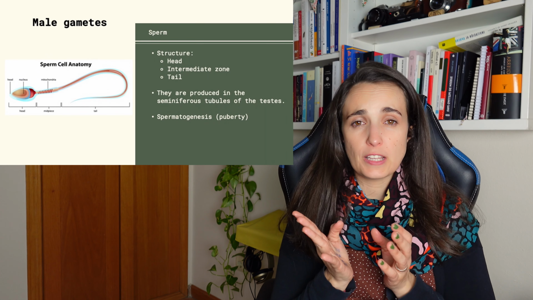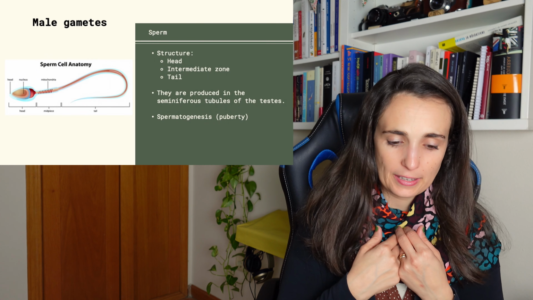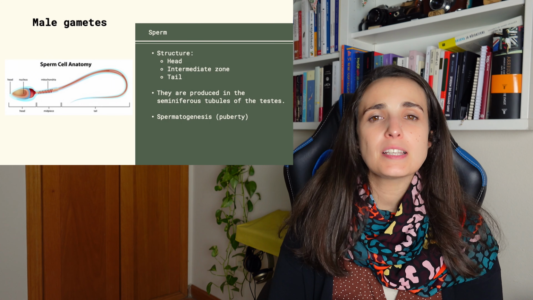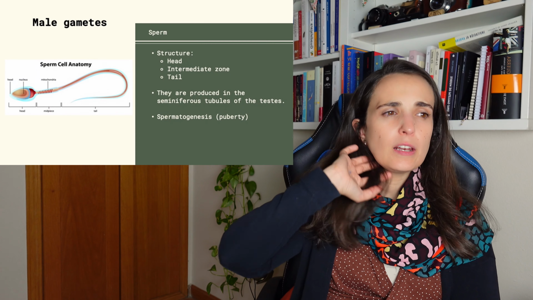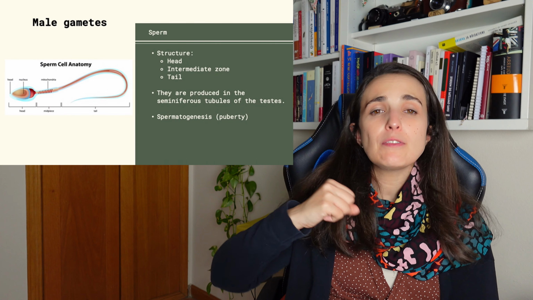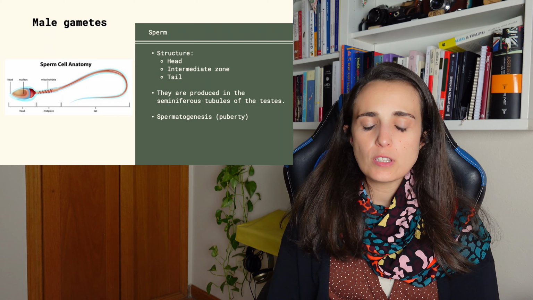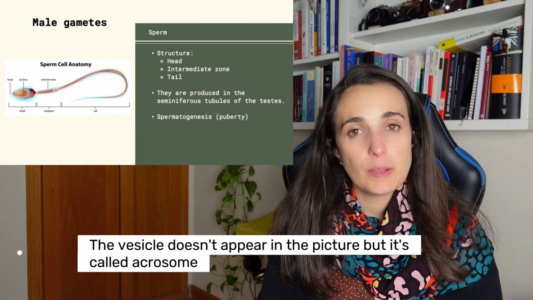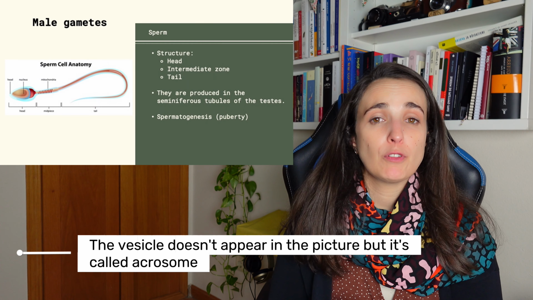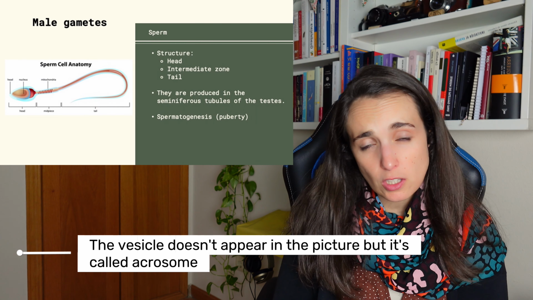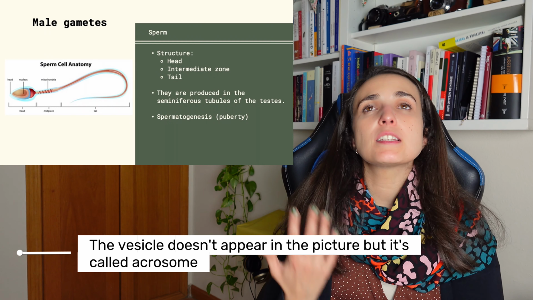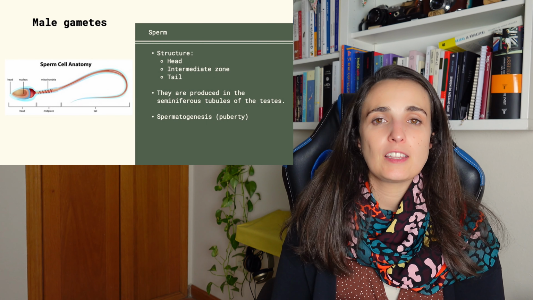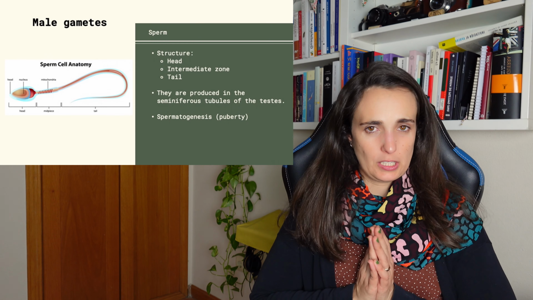Of course, the nucleus of the cell, which is quite next to the neck, okay? And in the top of the head we have a vesicle that will have a really important role in the moment of fertilization, okay? Remember that they are produced in the seminiferous tubes in the testicles, and they will start being produced in puberty, okay? And the production is called spermatogenesis.